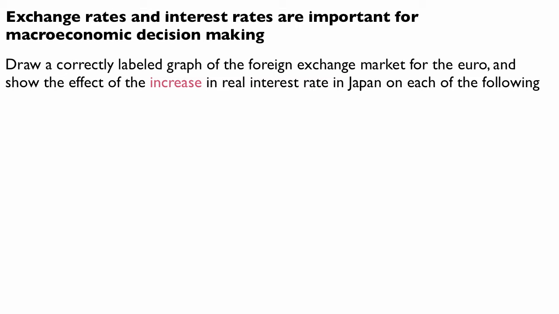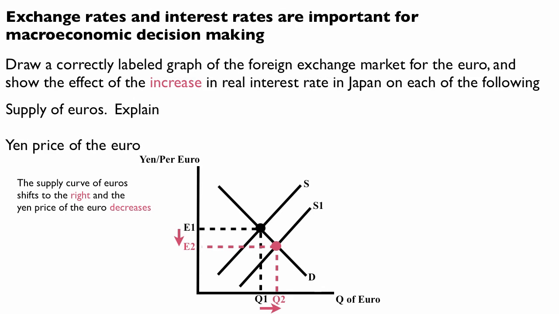Draw a correctly labeled graph of the foreign exchange market for the euro and show the effect of the increase in real interest rate in Japan on each of the following: supply of euros, yen price of the euro. The supply curve of euros shifts to the right and the yen price of the euro decreases.